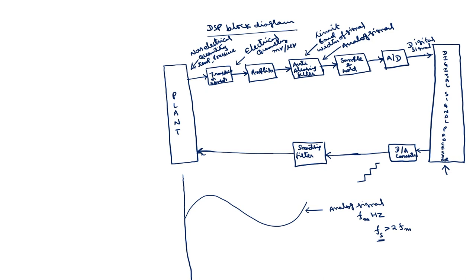Suppose I take the first sample here, the second sample here, this distance is FS, another FS, we will take the next sample. Like that, for every FS we are going to take the samples. This FS should be at least twice the maximum frequency component. This is what is called the sampling. Even if you take the samples without these intermediate portions, this will completely describe the signal according to the Nyquist theorem.